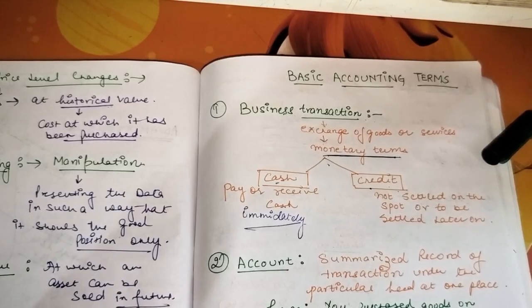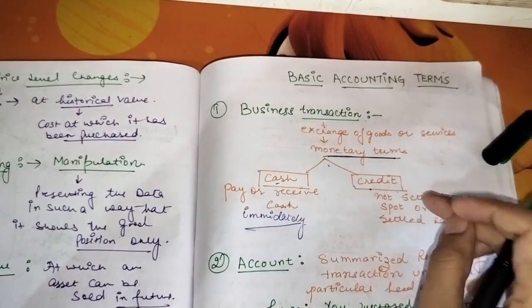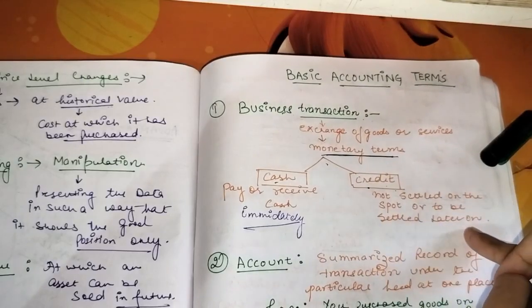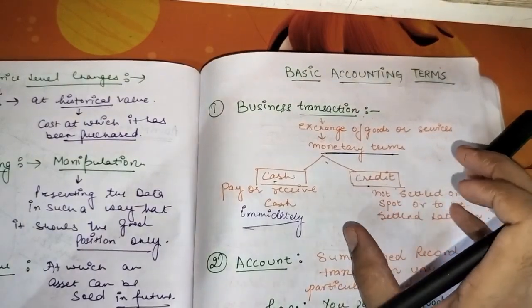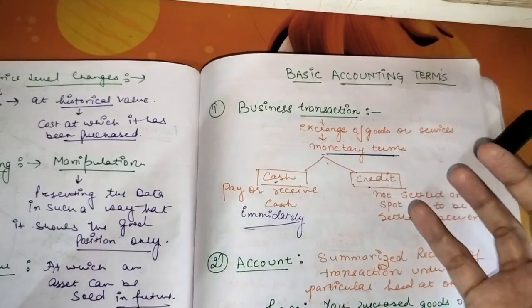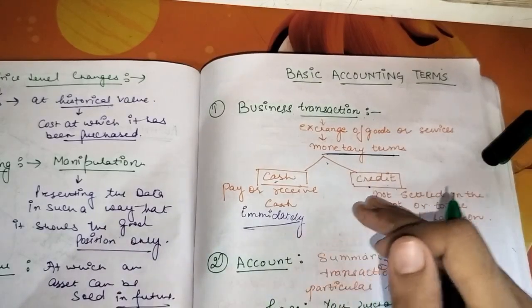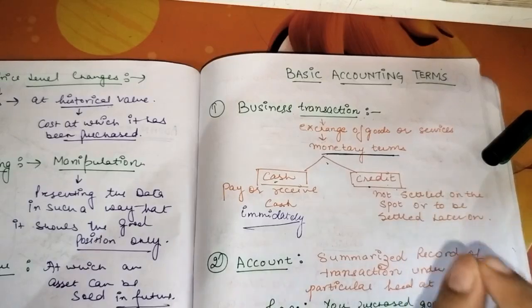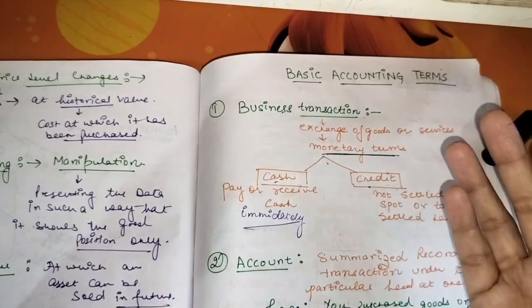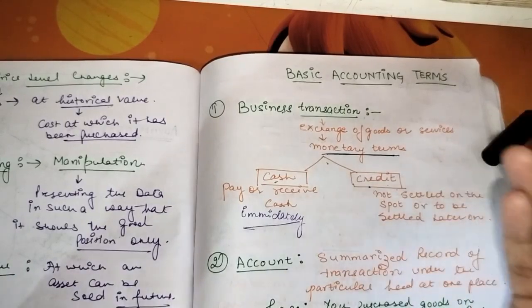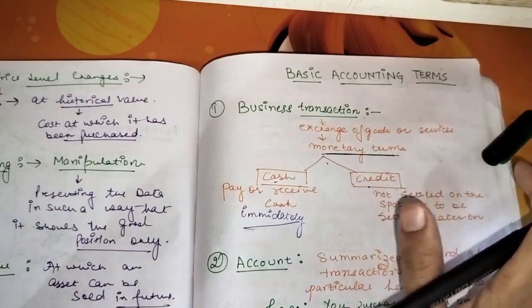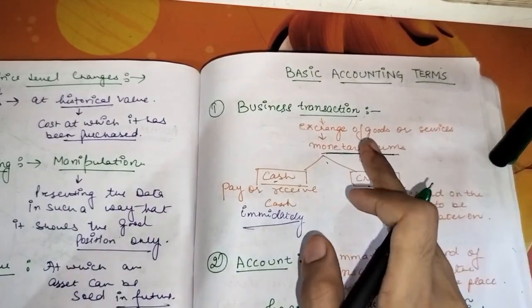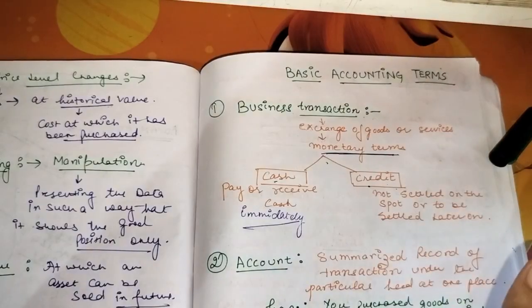Now the other one is credit transaction. What is basically a credit transaction? When the amount is not settled on the spot or it is to be settled later on, which means that the amount of money is not received or paid immediately. Like in the example, you purchased furniture for 10,000 but you have not paid the amount on the spot, or you are paying the amount after 3 months or within 3 months. So this will be called a credit transaction. So whenever there is a business transaction or an exchange of goods and services, it can be of two types, cash and credit transactions.